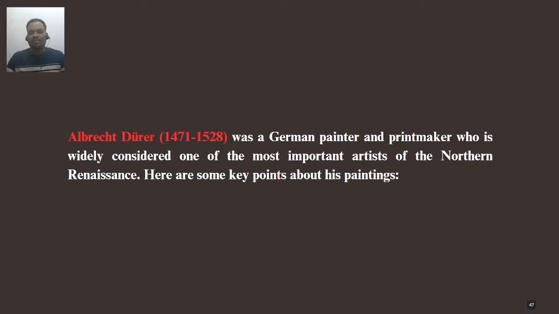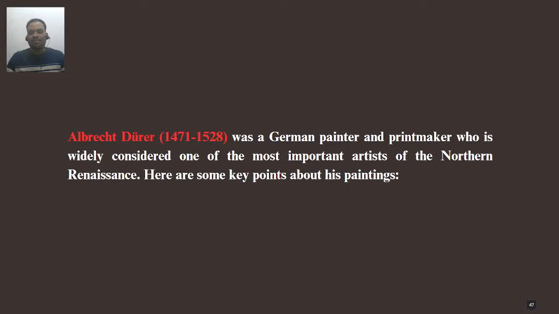So if you compare this one with the early Christian art, you will find the difference very easily. You can see there is the reflection and the 3D aspect of the paint he used. So you usually can differentiate between the early Christian art and this artwork as well.